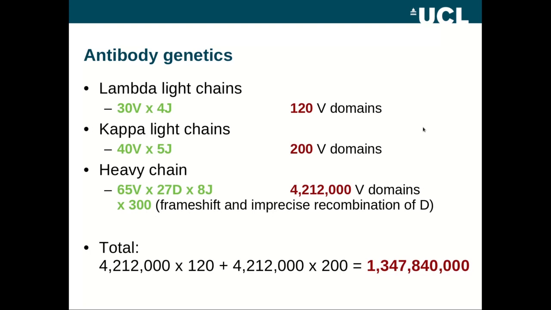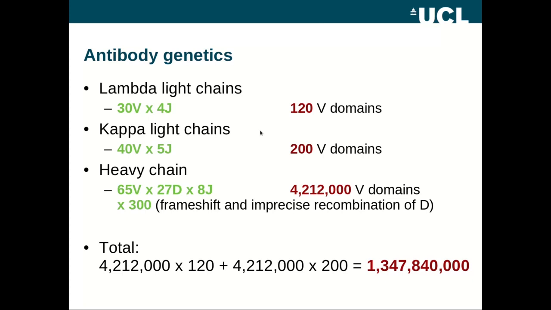So if we multiply together the 65, the 27, the 8 and the 300, we get about 4.2 million different heavy variable domains. And we can, in principle at least, combine those with any one of the 120 lambda chains and any one of the 200 kappa chains, giving us a grand total of about 1.3 billion different antibodies that we can produce. It's worth pointing out here that in terms of function, there appears to be no difference whatsoever between lambda light chains and kappa light chains. It's just a way of producing more variability.